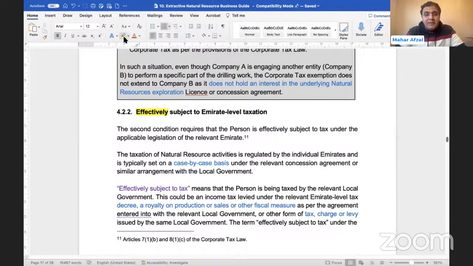It may be royalty, it may be tax, it may be charge, it may be levy. It depends upon the production. Might be a fixed fee, might be a production-based fee, might be a hybrid model, some fixed, some variable. So basically, effectively means somehow they are paying tax on the respective activity, and the activity is extraction of natural resources and non-extractive natural resource business. Effectively, they are paying tax on this activity to the respective emirates, and we have discussed what the possibilities are.